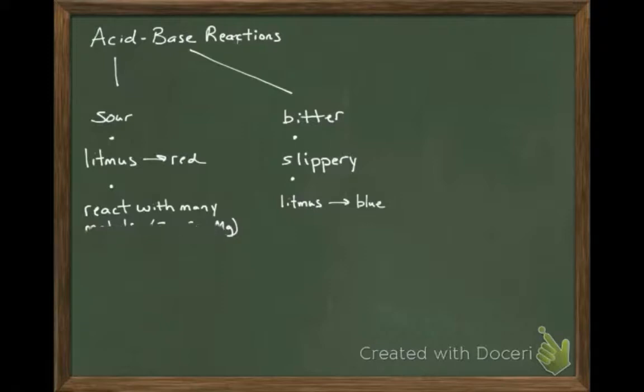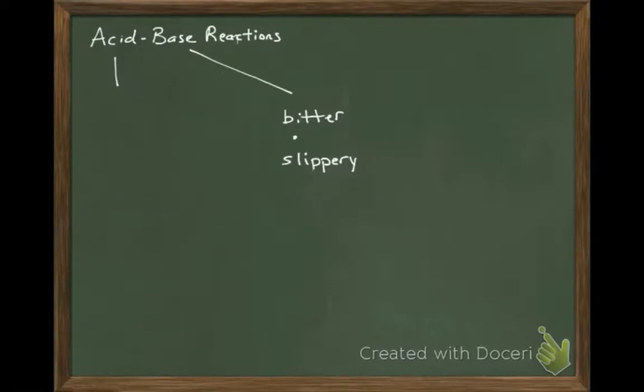A more chemical definition of an acid is a substance which produces hydrogen ion, H plus, in water. And this is the Arrhenius definition of an acid. We're familiar with this from one of the earlier chapters when we were discussing nomenclature of acids.